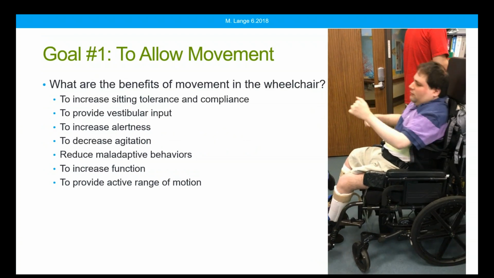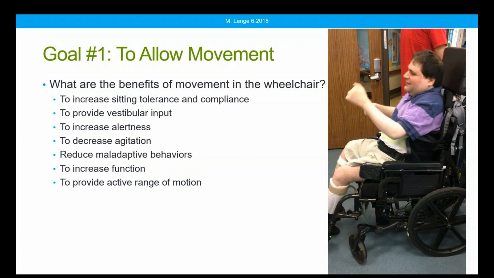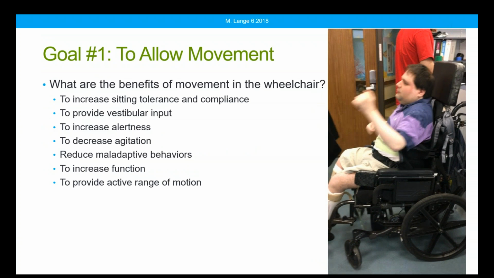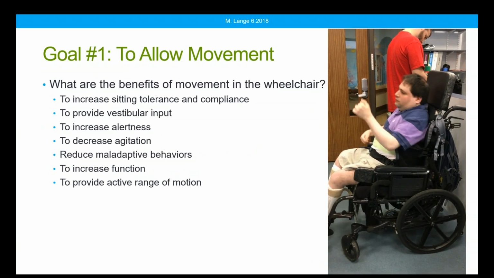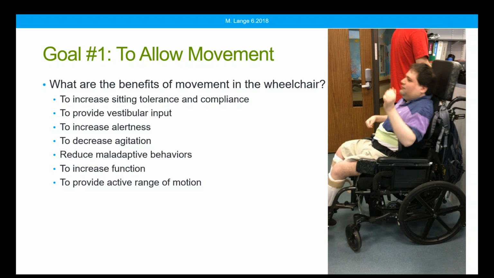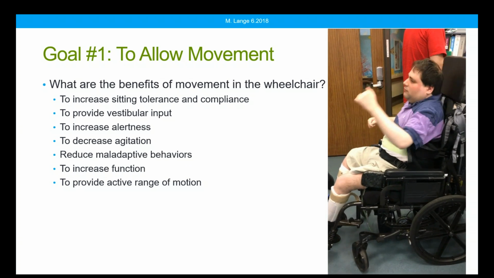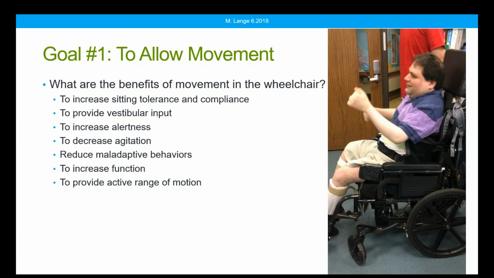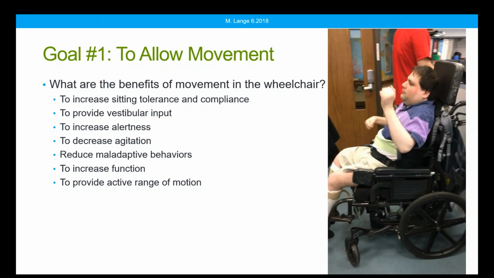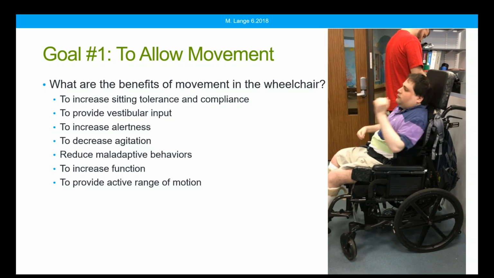So let's talk about this a little more, because we're going to dig down deeper today into these first 2 goals. By providing movement in the wheelchair, as this adult is clearly seeking out, we can, for many clients, increase their tolerance to sitting in the wheelchair and compliance with sitting in the wheelchair, because now they can move. We're providing vestibular input for the client. We can increase alertness and decrease agitation.